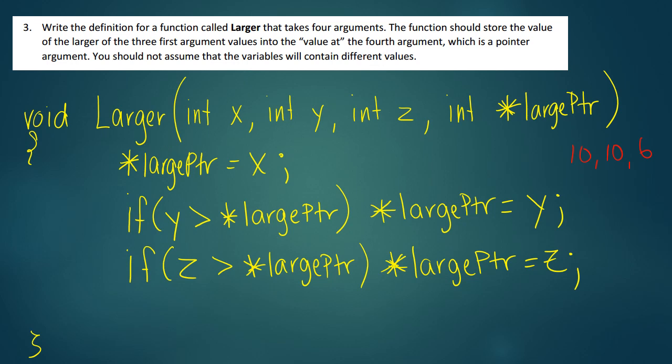Now let's try a different value. Let's try the values 6, 7, and 8. So if we start out, the value at large pointer is 6. Then we test, is 7 greater than 6? Yes, it is. So the value at large pointer would then be 7. Then you test, is 8 greater than 7? Yes, it is. And then the value at large pointer would be 8. So when this function is done running, the value at large pointer is going to store the largest value.